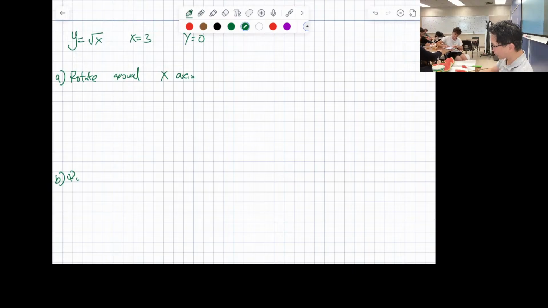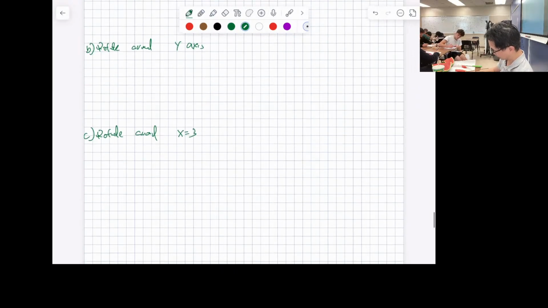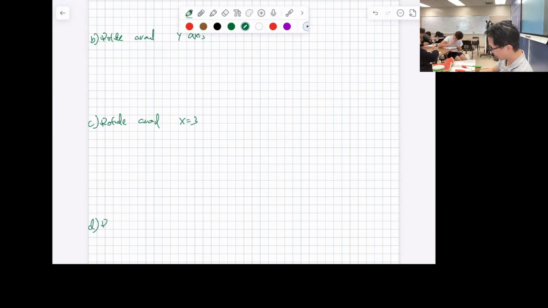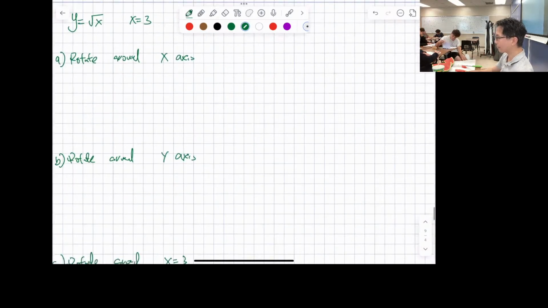The second thing I want you to do is rotate around the y-axis. C. I want you to rotate around x equal to 3. D. I want you to rotate around x equal to 6. So we're going to start with those 4. We're going to give you 4 more, but we're going to start with those 4.